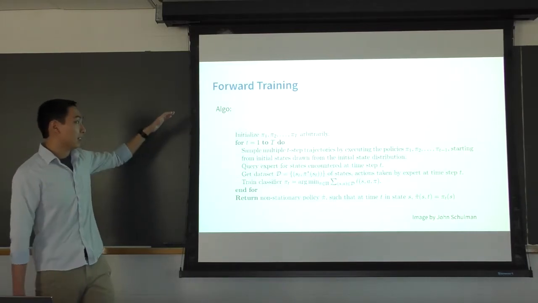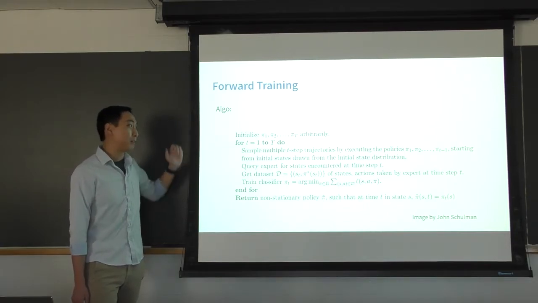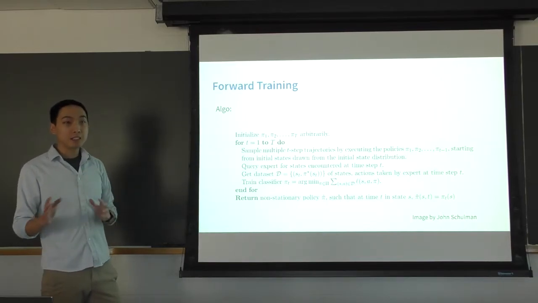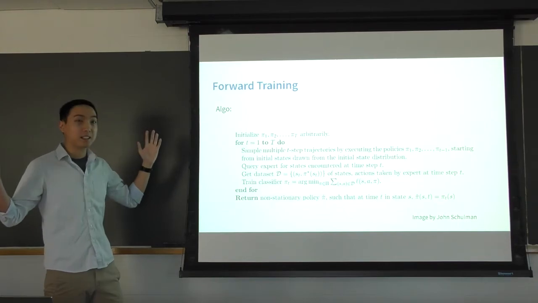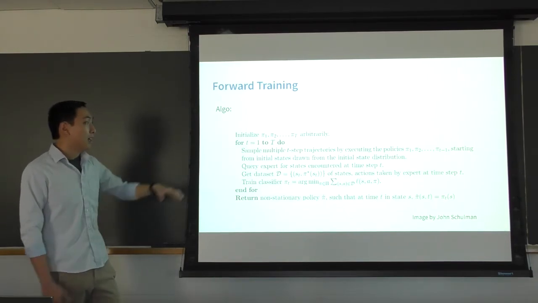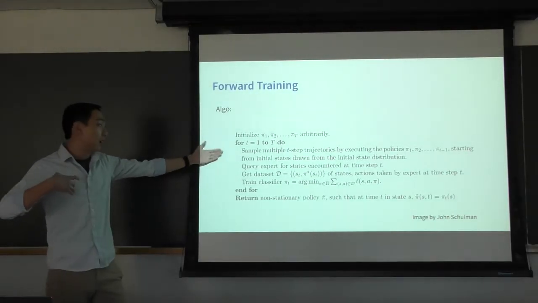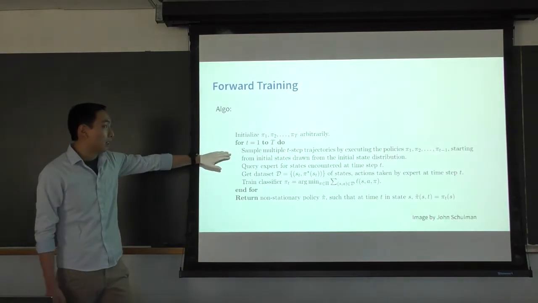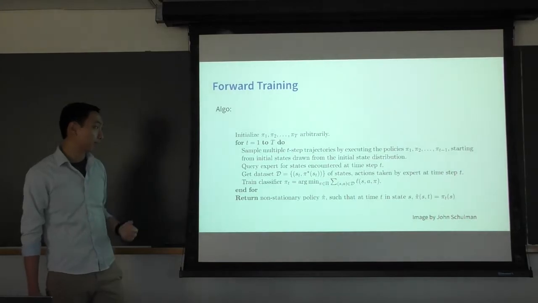So let's take a look at the pseudocode. Do not be scared, do not be intimidated, it's very simple. You start off with T policies, and if you imagine each policy as a neural network, this is just T different initializations of weights. At every single time step, if it's the first state, you start off from an initial state distribution, and you sample these trajectories using each policy.